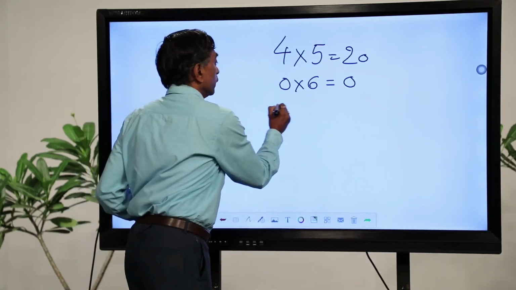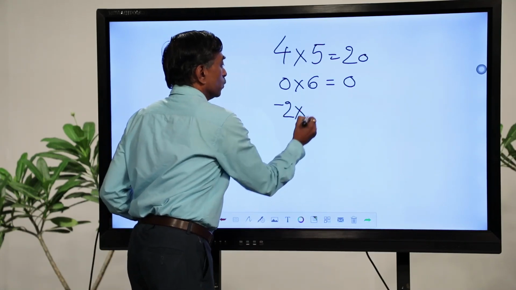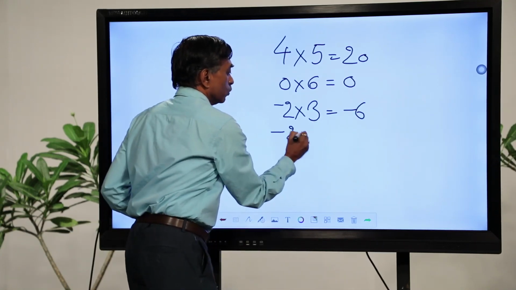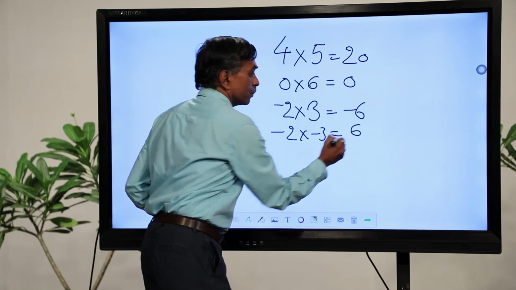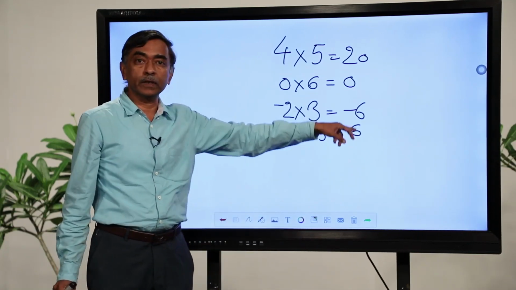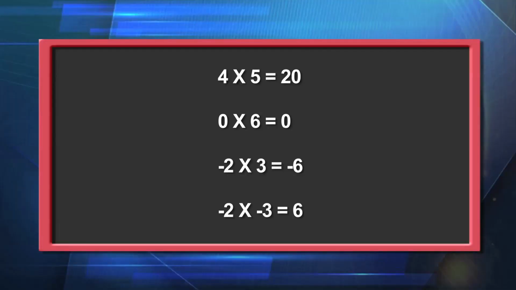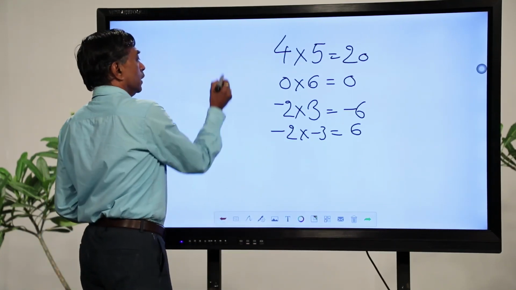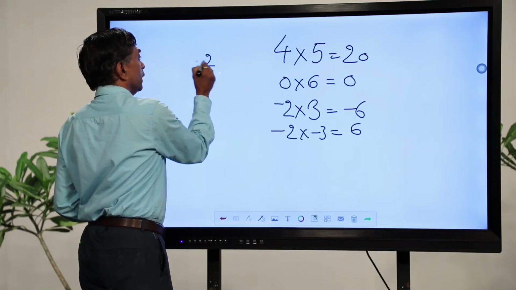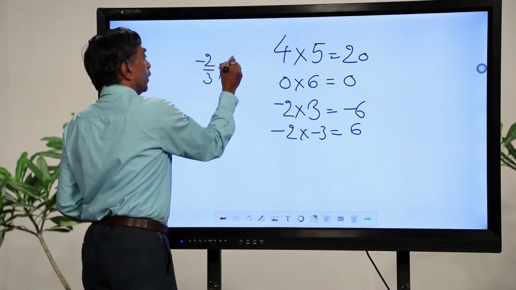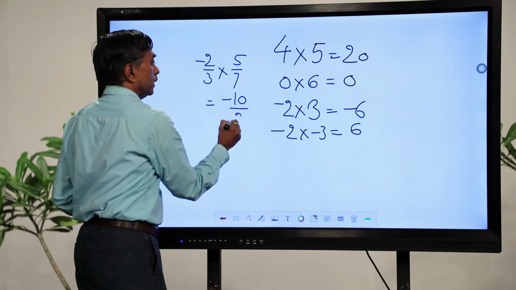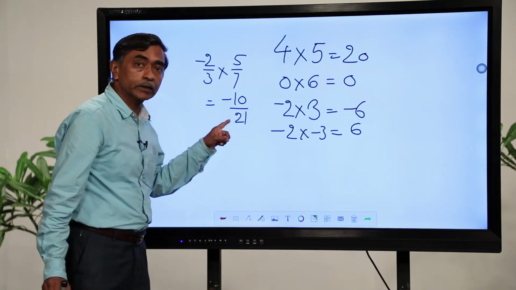Similarly, for the integers also, if I multiply these two integers, minus 2 multiplied by plus 3, I get minus 6, or minus 2 multiplied by minus 3, I get plus 6, again getting integers here. So, I can say that under the operation of multiplication, the collection of integers is closed. Will it also happen for the rational numbers? You take any two rational numbers here, say minus 2 by 3 multiplied by 5 by 7. What do you get here? Minus 10 upon 21. This is again a rational number.